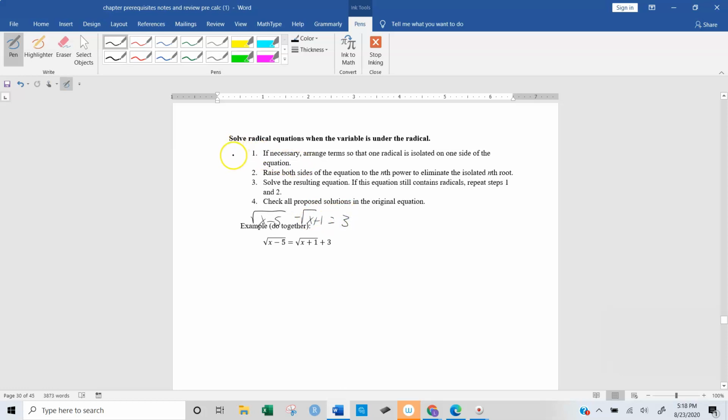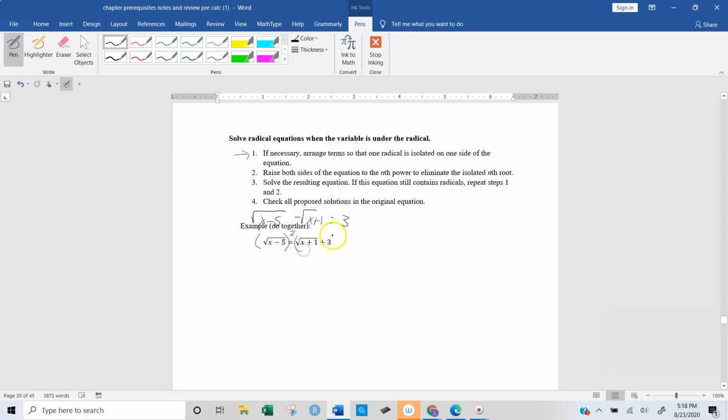Your first job is to get one radical by itself. It doesn't really matter which. So I moved the square root of x plus 1 over. Then you're going to clear this one by squaring it. And then you're going to isolate the other radical that shows up and then clear it by squaring it. So you do the same thing twice if there's 2 of them. My first step is I move this guy over. Second step, I need to clear this.